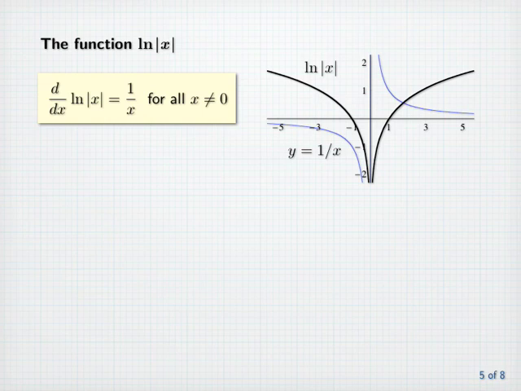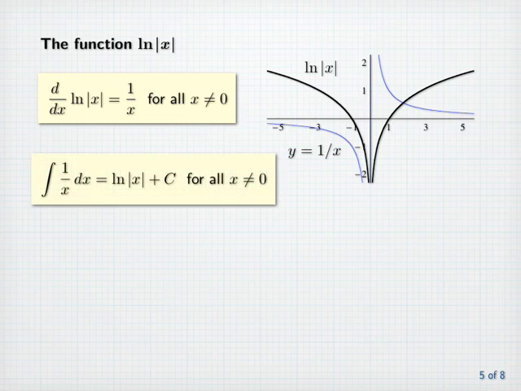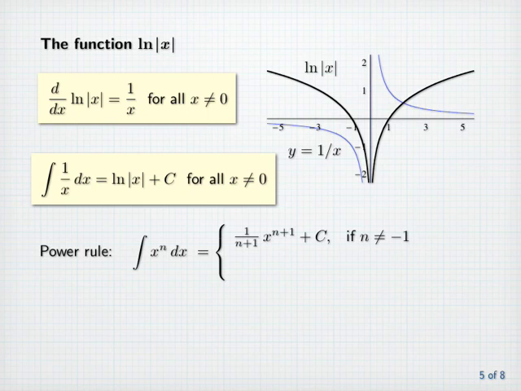This is especially interesting with regard to indefinite integrals. It means that the indefinite integral of 1 over x dx is the natural log of the absolute value of x plus c, a statement that's true everywhere in the domain of 1 over x. We can now state a power rule for integration that covers all exponents. The indefinite integral of x to the nth power dx is equal to 1 over n plus 1 times x to the n plus 1 plus c if n is not equal to minus 1, which we already knew, and if n is equal to minus 1, it's the natural log of the absolute value of x plus c. So we've now learned about the exceptional case in the power rule.